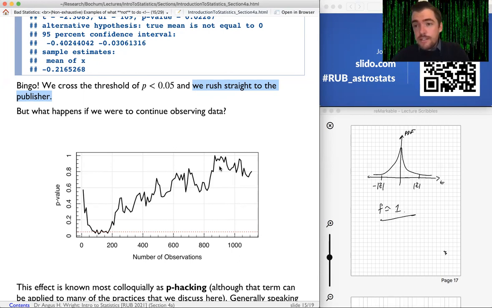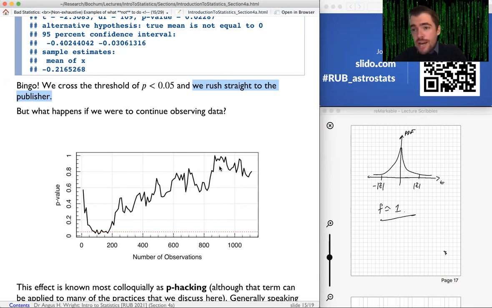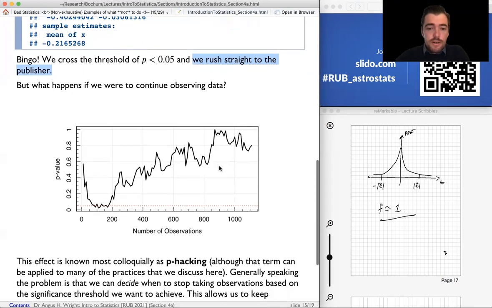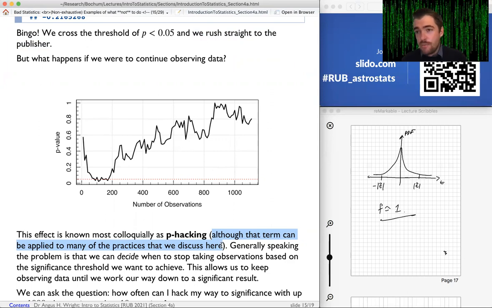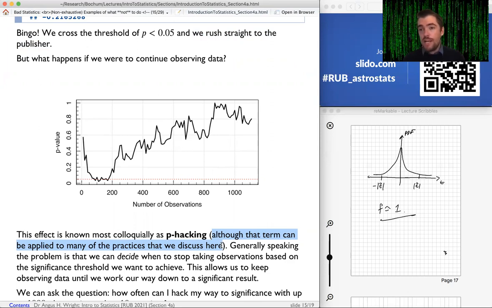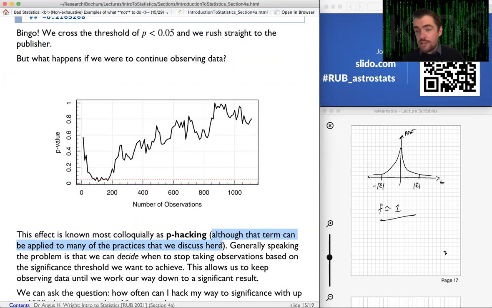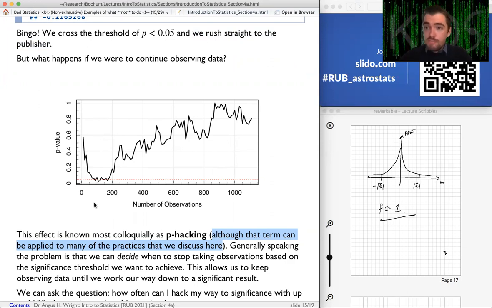This effect of taking more data until you find a statistically significant result is referred to as p-hacking. That term actually can be used to describe a bunch of the effects that we're talking about here. Basically, anything where you modify the data or the experiment in some way in order to get a statistically significant p-value can be called p-hacking. So technically, all of this can be called p-hacking. But this effect in particular of taking more data is one of the main ways that people p-hack.